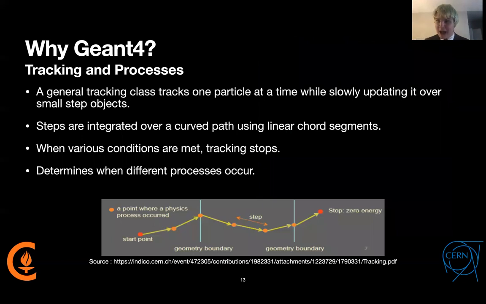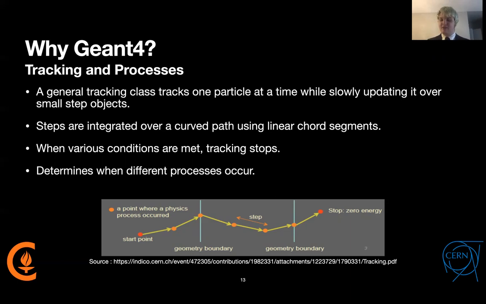Geant4 is very powerful in its tracking, where it tracks one particle at a time while slowly updating the particle's dynamics one step at a time by integrating over step objects. These steps contain the energy loss information and time of flight information between 2 points and are cut short when a detector boundary is hit, as shown in the figure below.